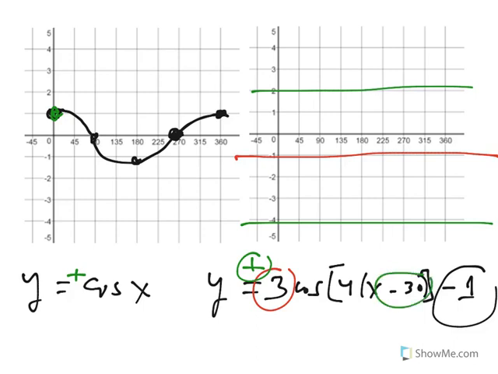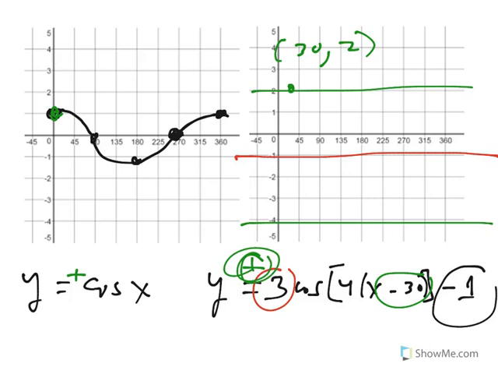Where exactly? That's where the minus 30 comes in. We're going to go at 30 degrees to get that. That top point is 30, comma 2. If this were a minus here, I'd put it down on this bottom line at 30, negative 4.